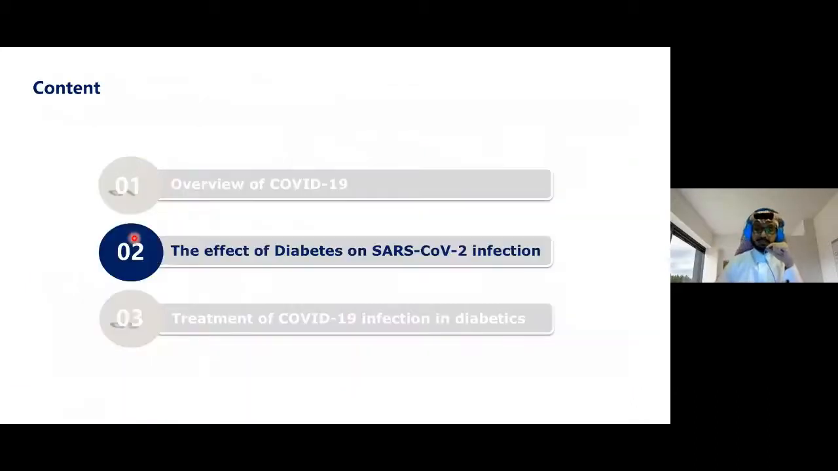7.3%. So what's the question that comes to all of us? What's the effect of diabetes in those patients with COVID infection? Is diabetes increasing the risk of COVID infection, or is COVID infection targeting diabetic patients, or what's the relation between both of them? This is the second point or content to be discussed today.